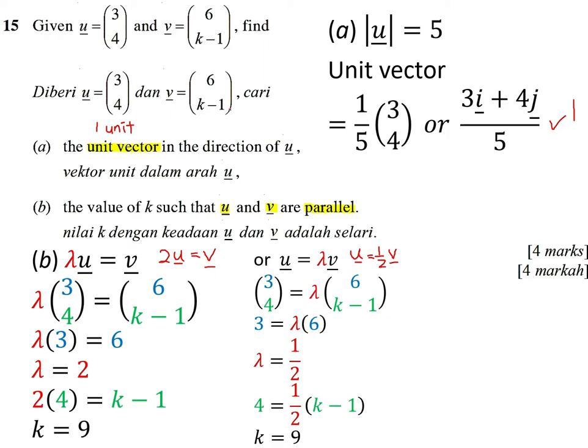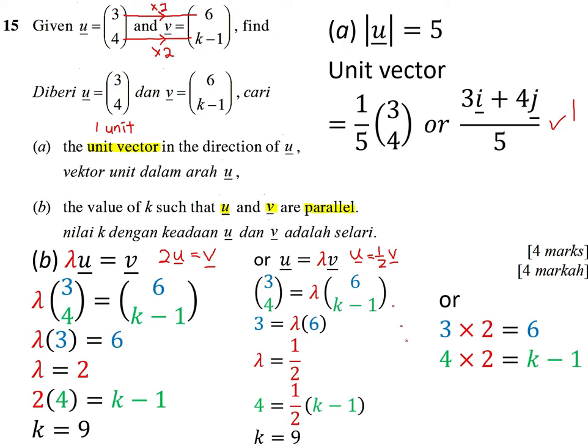So actually, we have an easier way for you to solve this question, because we can directly see the relation between these two parallel vectors u and v. Can you see that from 3 to 6, we times 2, right? You can see it easily from the vector itself. So 3 times 2 is equal to 6. So from here, we can conclude that the 4 times 2 will also give us k minus 1. So we write down 4 times 2 equals k minus 1.